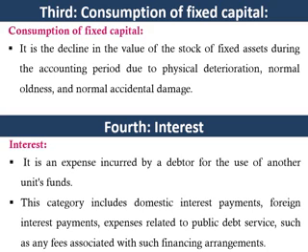The third category of economic classification of public expenditure is the consumption of fixed capital, which is the decline in the value of the stock of fixed assets during the accounting period as a result of physical deterioration or normal oldness and typical accidental damage. And the fourth category is interest.